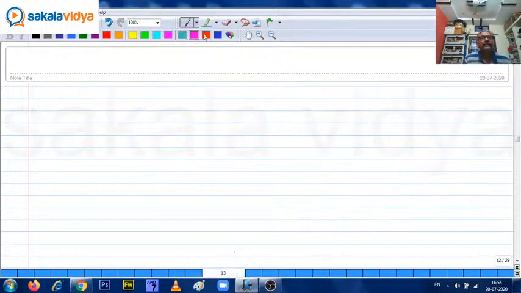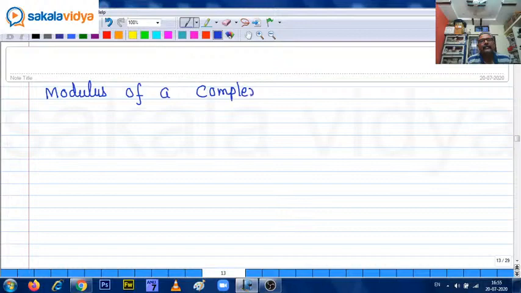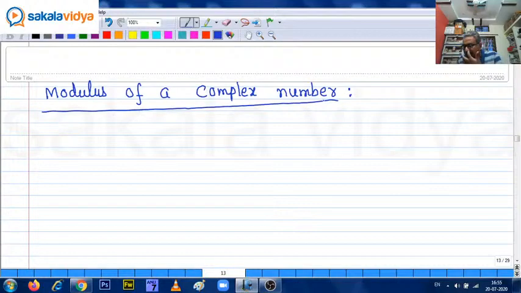Okay, next concept. Next concept is a very, very important concept. You may be new, no problem. Modulus of a complex number. This is very, very important. How to find out the modulus of a complex number? This is very important.